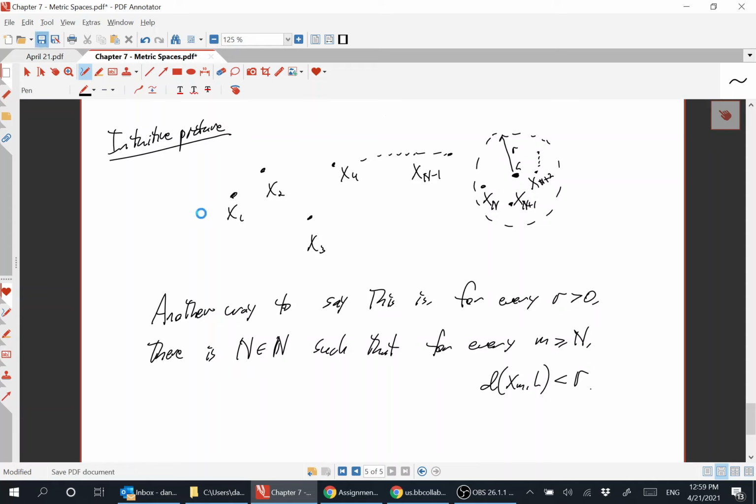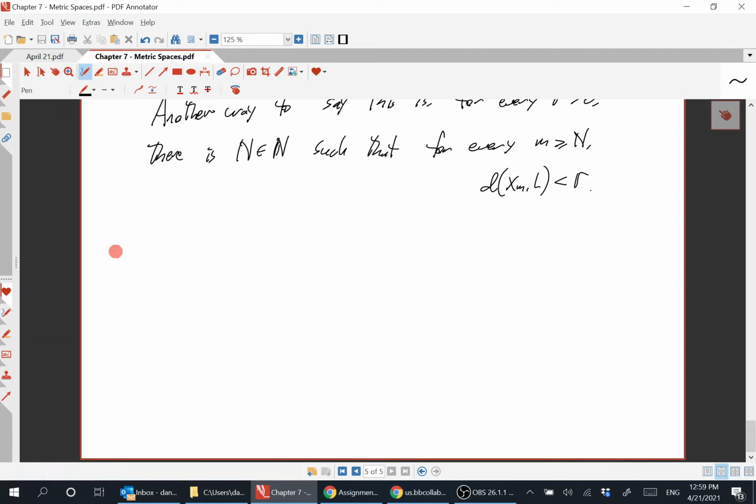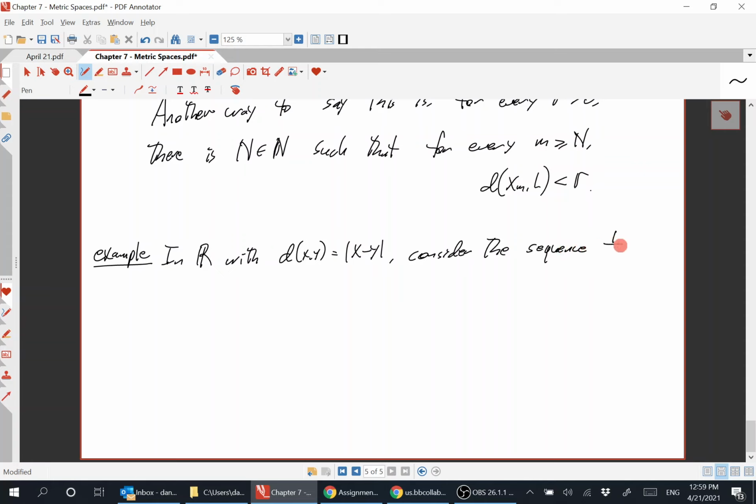So let's do an example. In the real numbers, just the plain old real numbers, with the distance from x to y being equal to |x minus y|, consider the sequence 1 over n. So let's prove that.